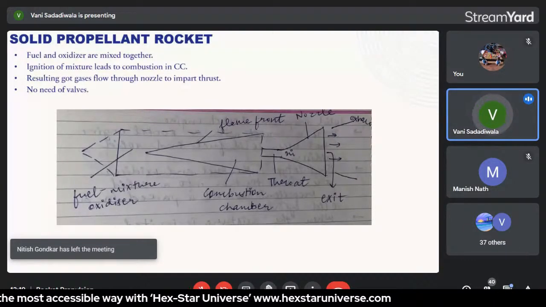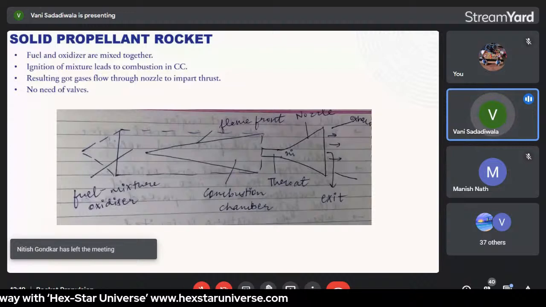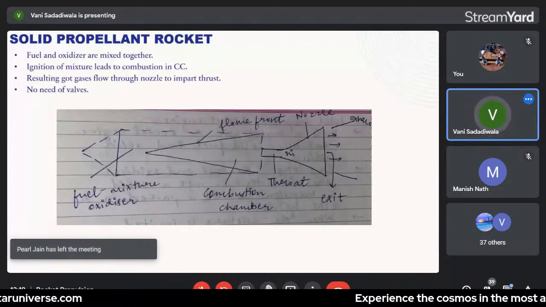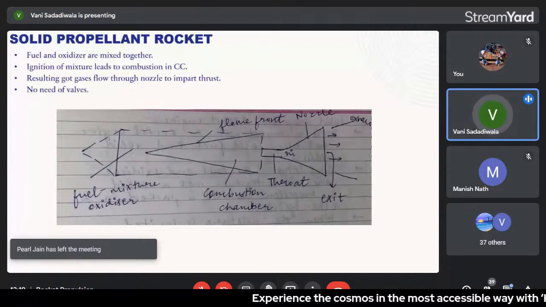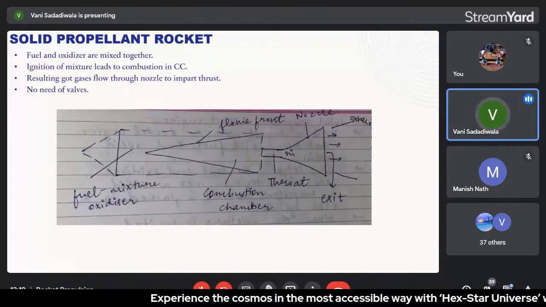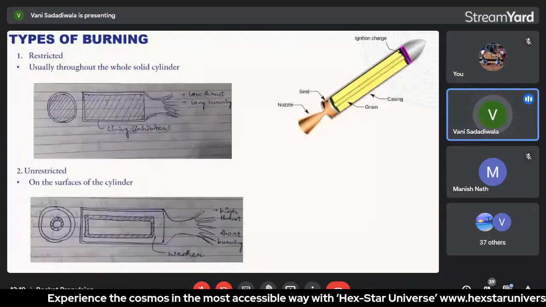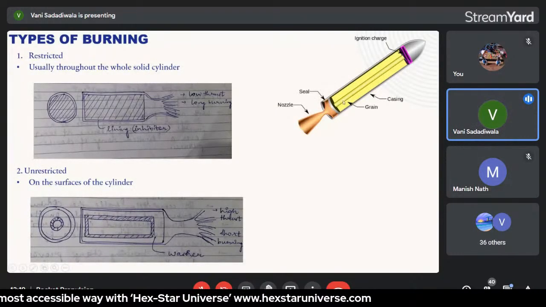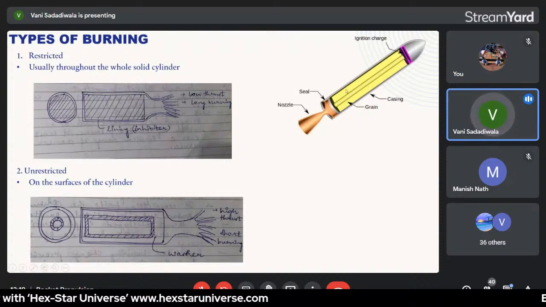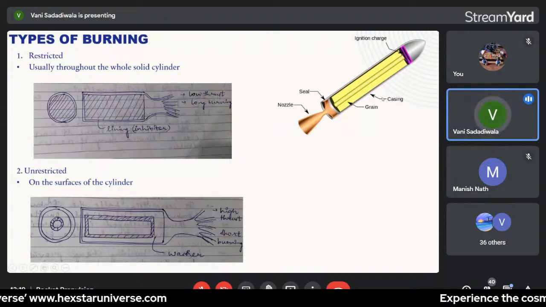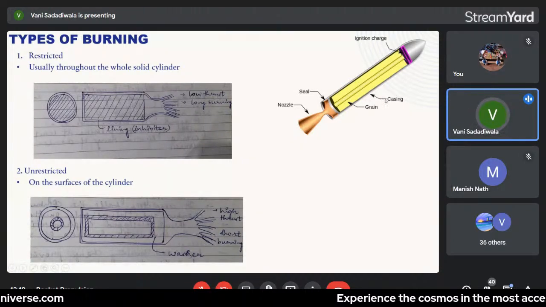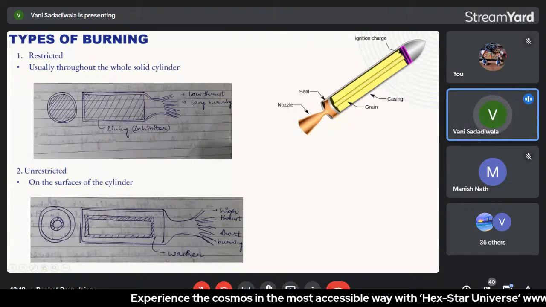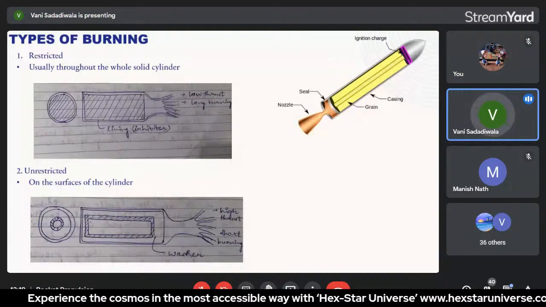Okay, so if we consider the types of burning which happens on the surface of the cylinder, it is basically of two types, that is restricted and unrestricted. So first of all, let's see the solid rocket propellant motor, which includes grain. This includes the flame front property as well. Also, it is occupied by the casing, which is known as inhibitor or lining, which basically protects the grain from any kind of damage or dents.